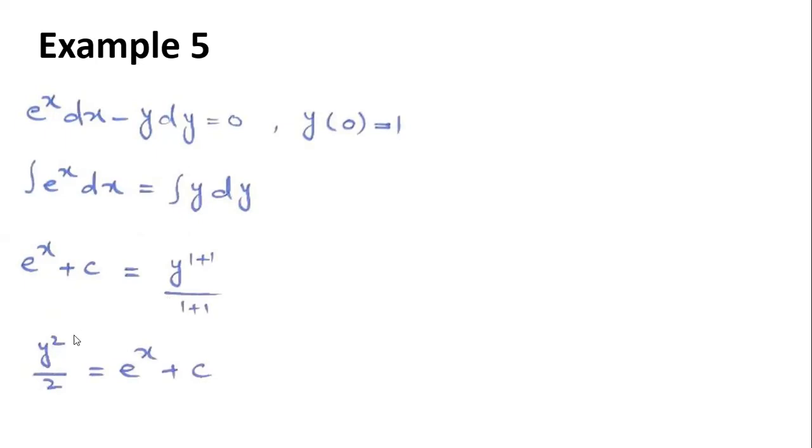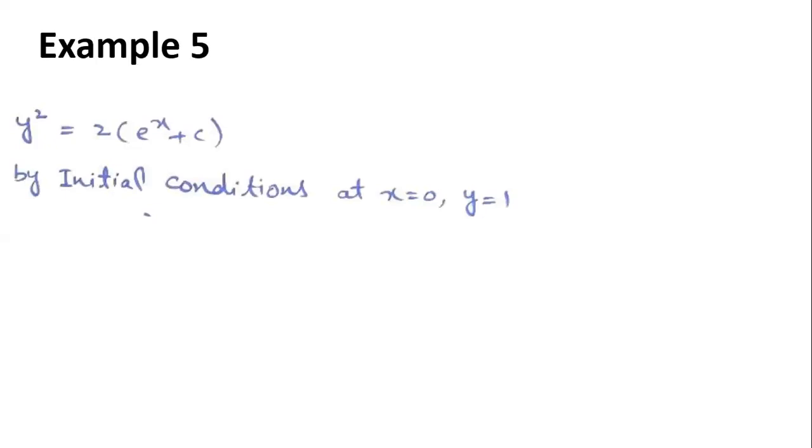I want to obtain y, so I will take this 2 to the other side, so it will become 2 exponential power x plus 2c. But this 2c is again a constant, so I will take it as c.